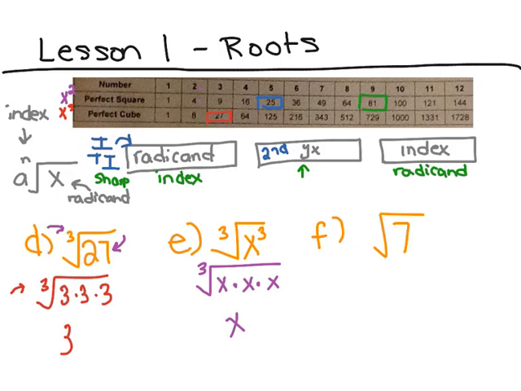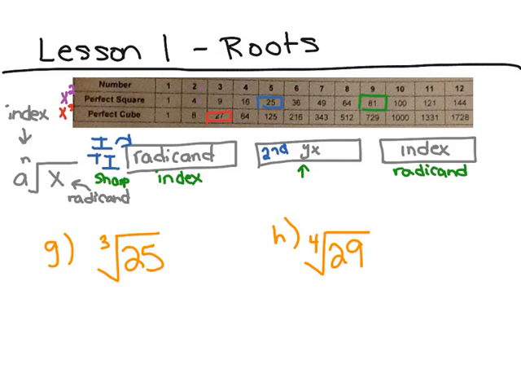The square root of 7, remember no index is the same as 2. That's not a perfect square. So we're going to have to type this into your calculator. So the square root of 7, and you should get 2.646, rounded to 3 decimals. And it goes on. So that's how you evaluate that radical.